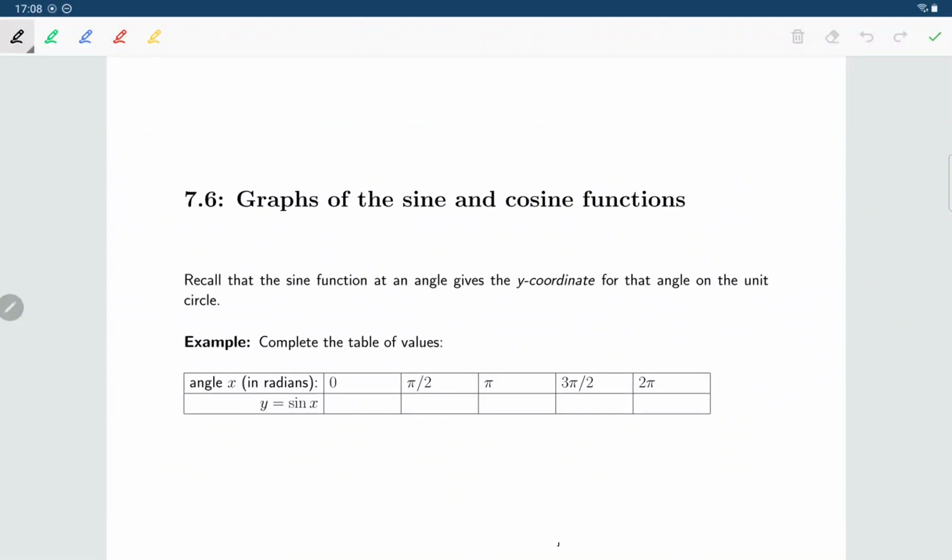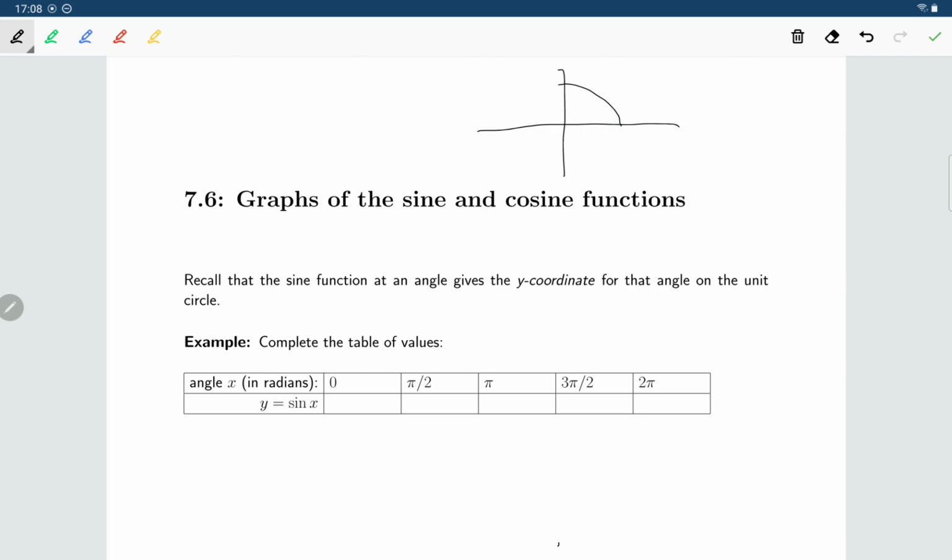Welcome back. In this section, we're going to talk about graphs of the sine and cosine functions and also transformed sine and cosine functions. Here, when we're thinking about our basic shapes of these functions, we're going to think in terms of that unit circle definition.